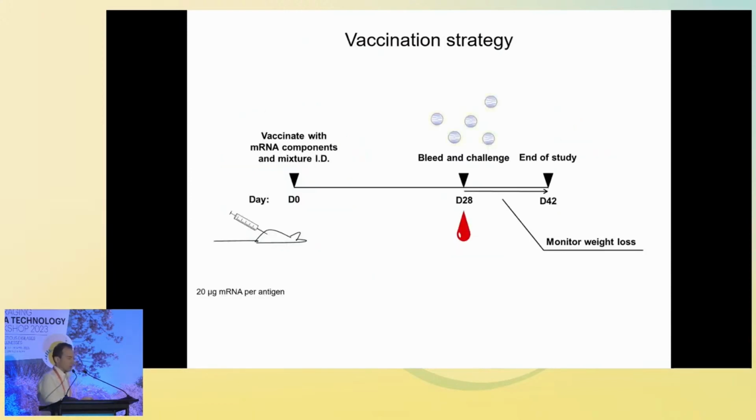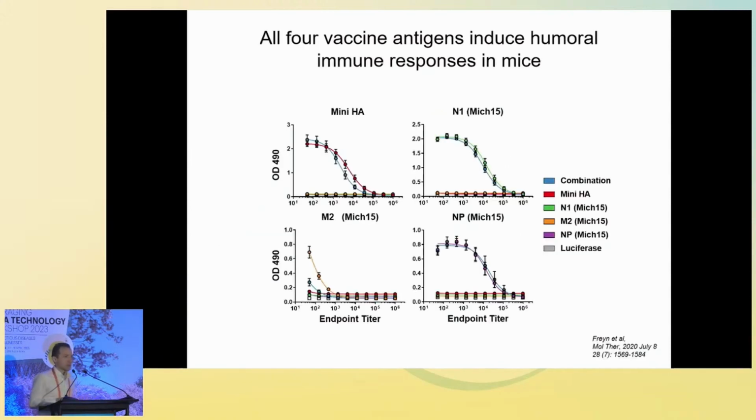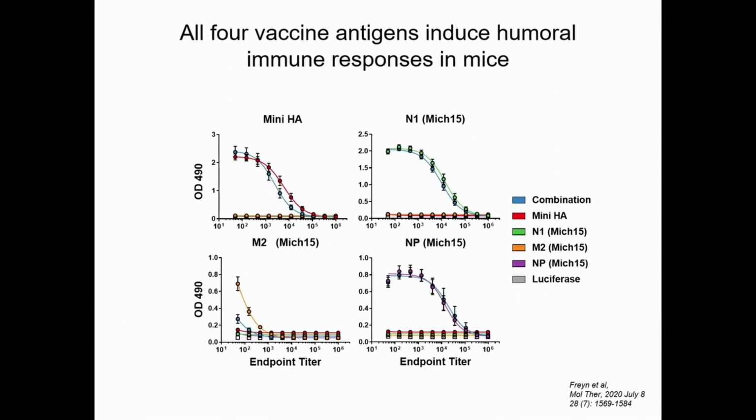The vaccination strategy was super simple. Animals received a single intradermal immunization with these vaccines, and then 4 weeks later, animals were bled and challenged with influenza virus, and then we looked at morbidity and mortality. One potential issue with these multivalent vaccines is that it's possible that you cannot induce a very strong immune response against each vaccine component. So to look at this, we immunized groups of mice with the 4 monovalent vaccines and the combination vaccine, and then looked at antigen-specific IgG titers by ELISA.